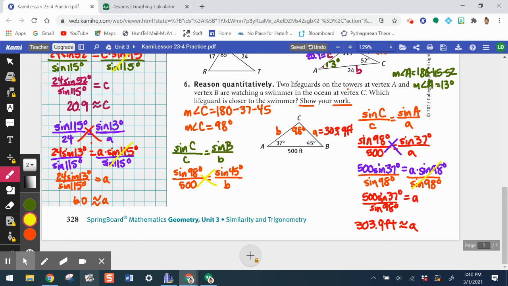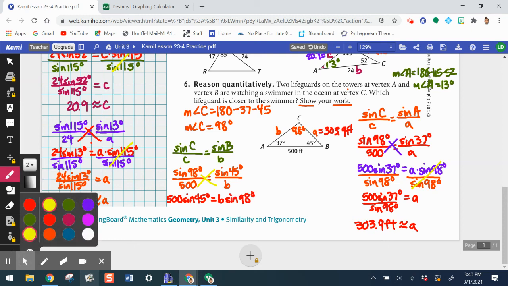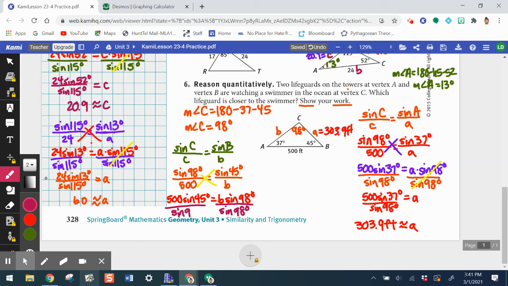Now let's cross multiply, and we will get 500 times the sine of 45 degrees equal to B times the sine of 98 degrees. Last step here, this is nice that we don't have to find an angle measure. We just divide by the sine of 98 degrees. Of course, I'll show that it actually cancels. And we will be left with B equals 500 times the sine of 45 degrees over the sine of 98 degrees.